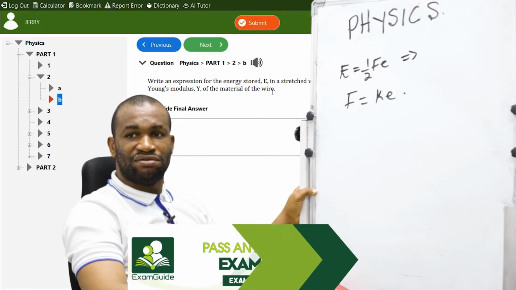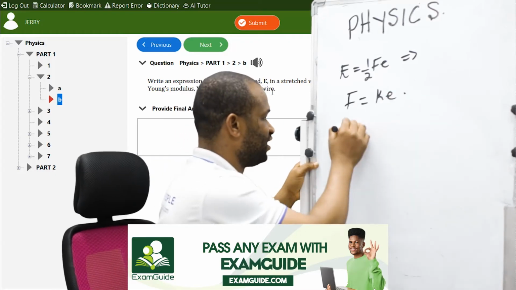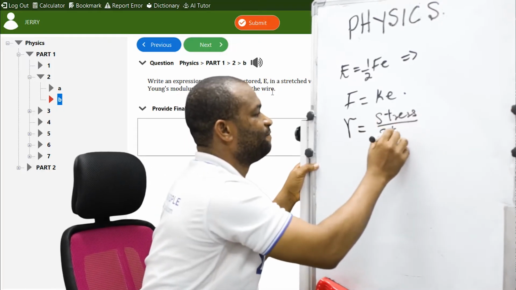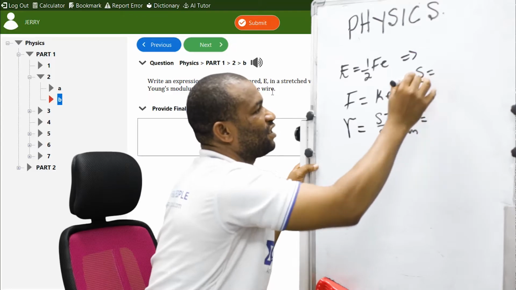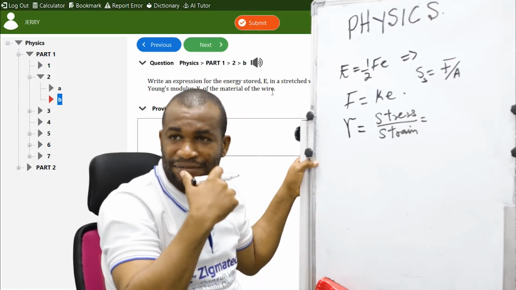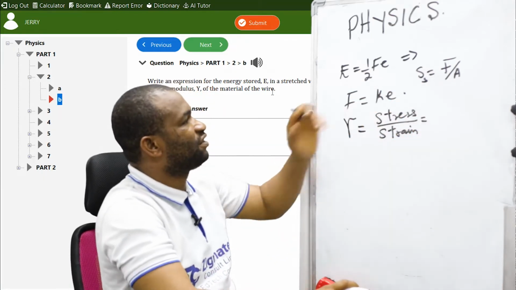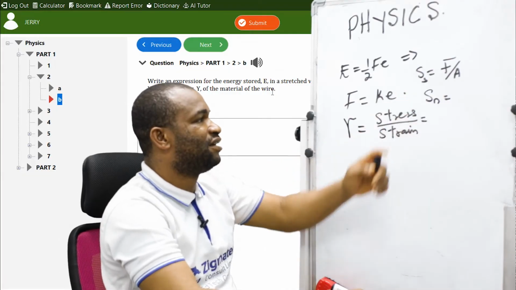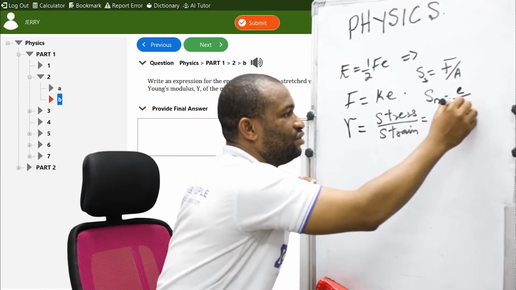So I need to include the Young modulus, extension, and area. Therefore, I need to say that the Young modulus, which they wrote as Y there, is given as stress over strain. Stress, let me call it Ss, is equal to F all over area. So I've included F. And then strain, Sn, please accept these parameters, is going to be given as extension all over original length.